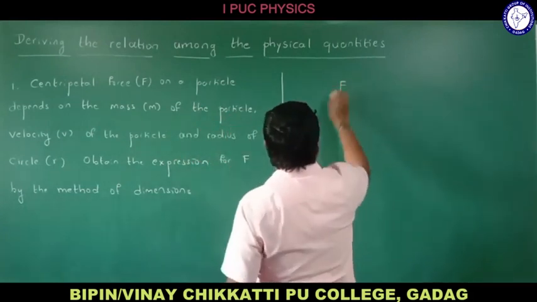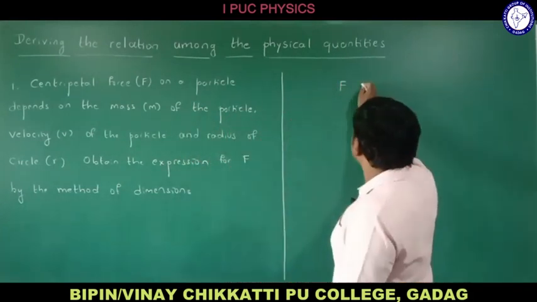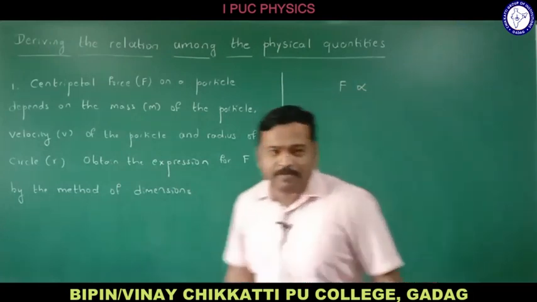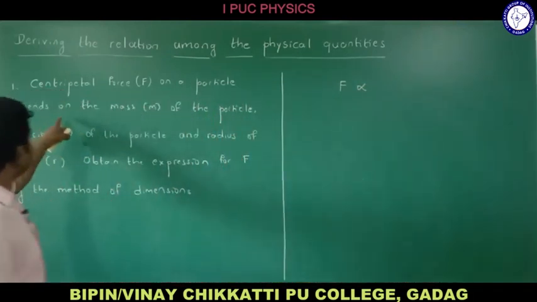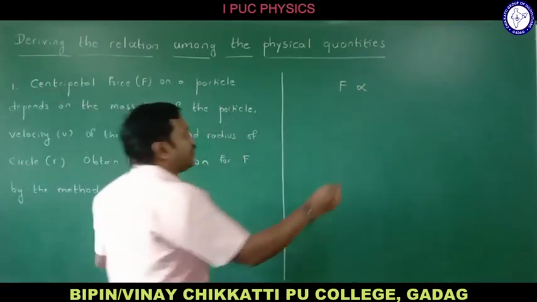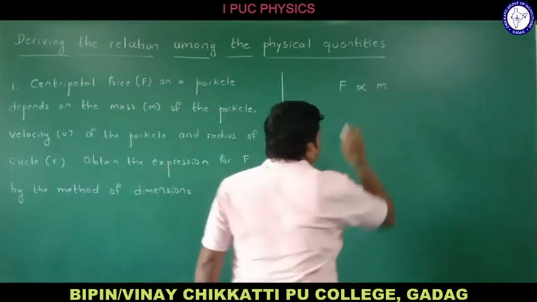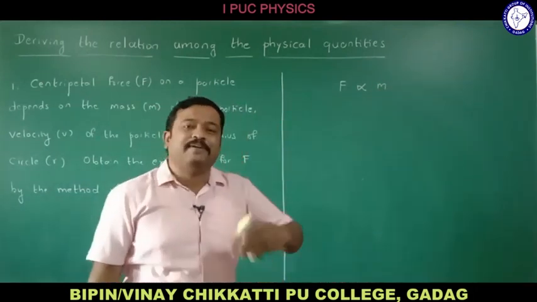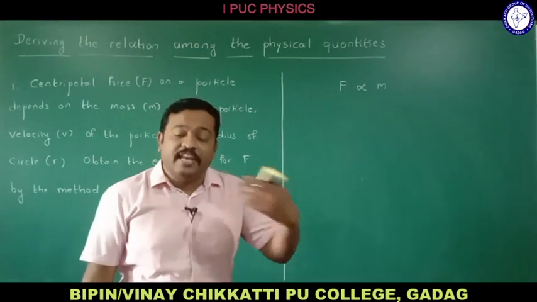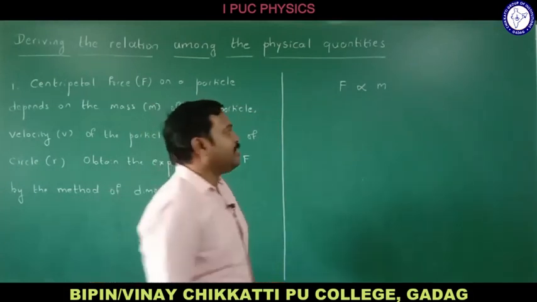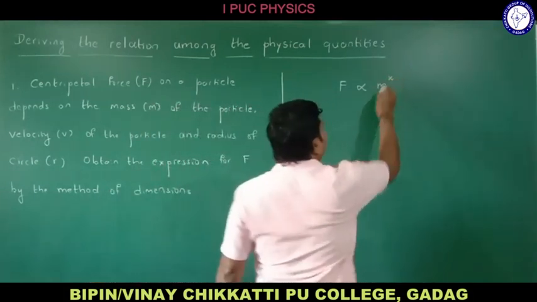Let me take centripetal force F. It depends upon, let me take proportional, the first quantity. What is that? Mass. Let me take, it depends upon mass. We don't know whether it depends directly or inversely or on any power of m, so let me take m raised to x.